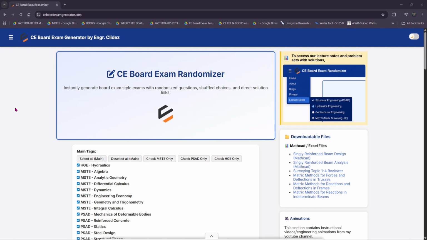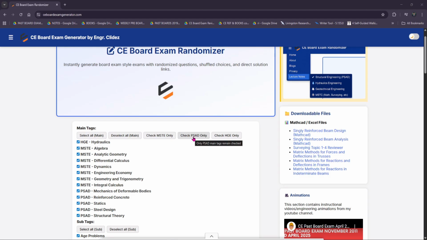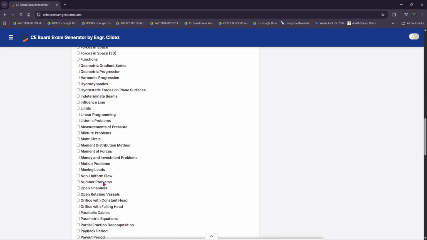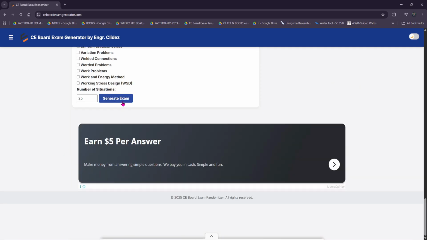Sa video natin ngayon, we will try to solve a 3 moving loads problem. So, let's check PSAD only. Deselect all. Check natin yung moving loads lang. Ito. Then, generate exam.